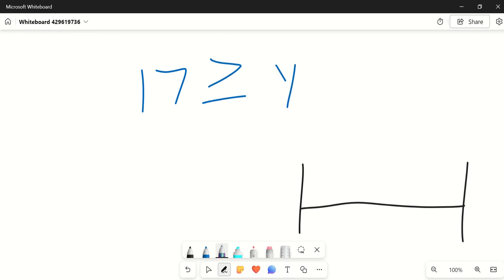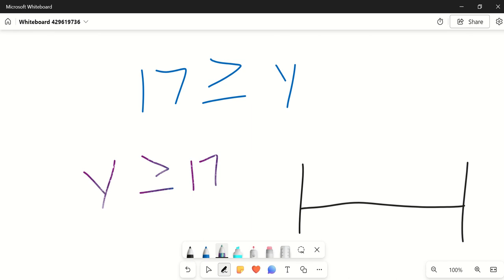First step is what? Okay, so rewrite it. What does it need to be? Y is greater or equal than 17. No. Why? Why is it wrong?